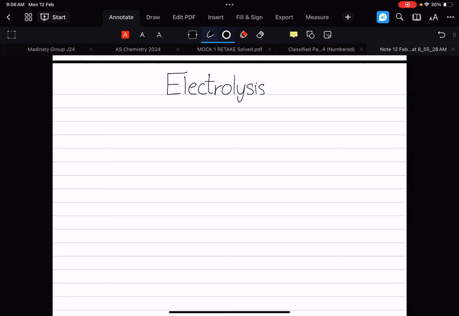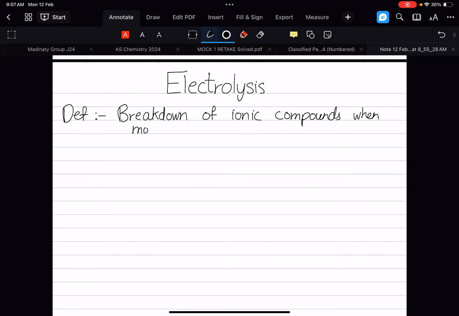Before we go deep into the chapter, first we need to know the definition of electrolysis. The definition of electrolysis is the breakdown of ionic compounds when molten or aqueous using electricity.